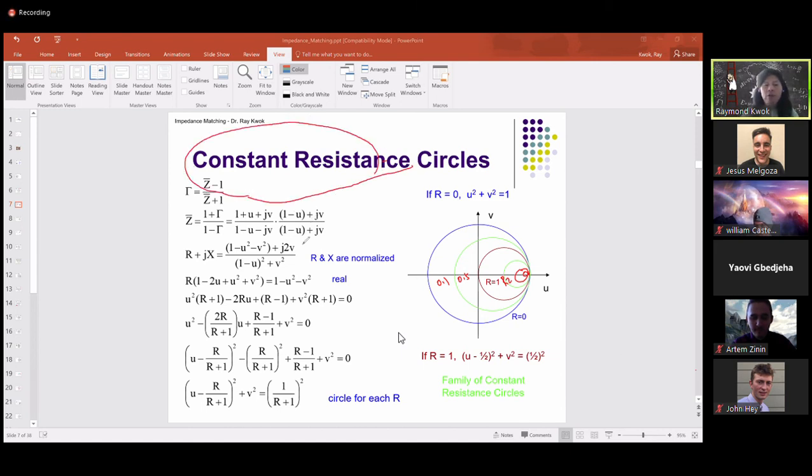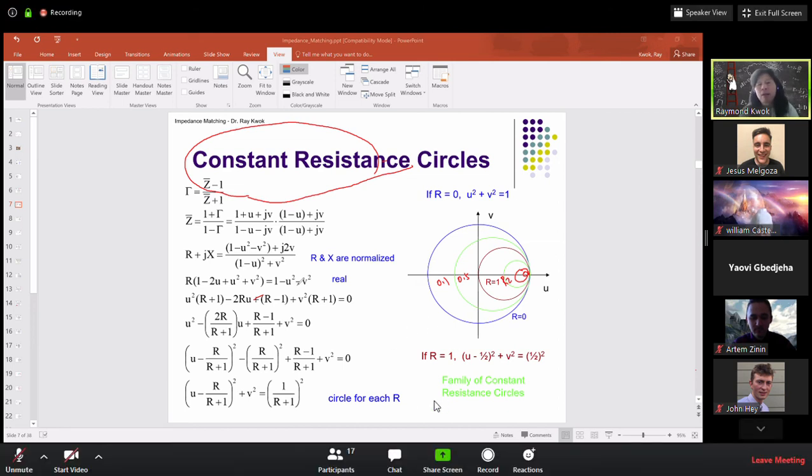Next time we look at the imaginary part of these equations, and we get another family of circles, and putting those circles together, we get the Smith chart. From that point on, we have to learn what does that mean? How do we use it? Why is it useful for us? How do I use it to do impedance matching and to get some physical meaning of it? Okay. Any questions?